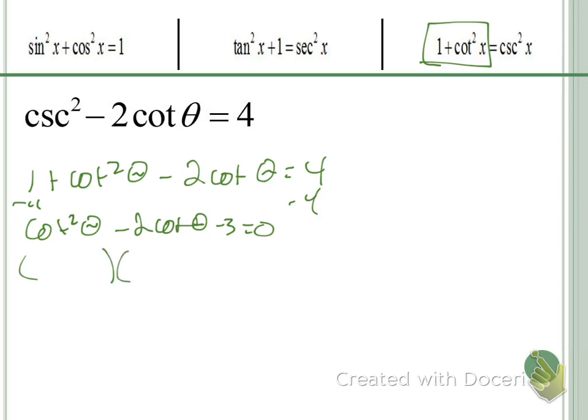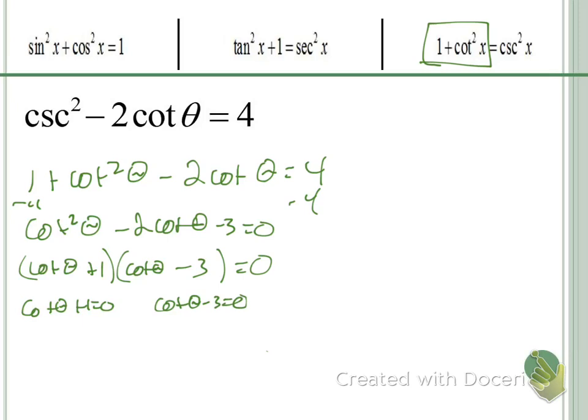Now we want to factor. So cotangent theta here, cotangent theta here. And then I got to go minus 3 plus 1 in order to get our factors to add to negative 2. Now, take your factors, set them equal to 0. And you're going to get cotangent theta equals negative 1 and cotangent theta equals 3.